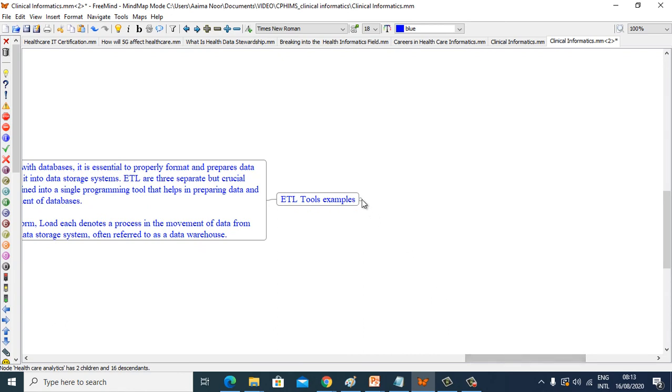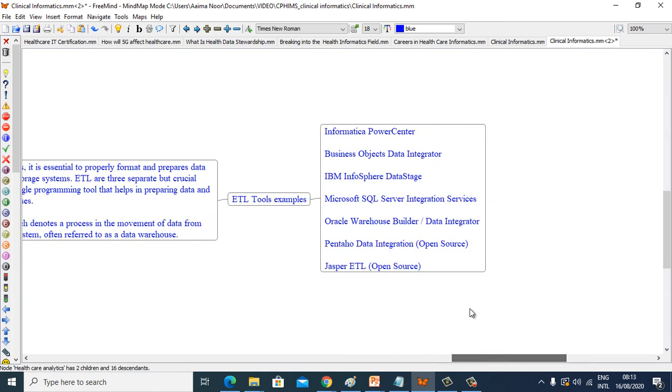ETL tools examples: Informatica PowerCenter, Business Objects Data Integrator, IBM FHIR Database, Microsoft SQL Server Integration Services, Oracle Warehouse Builder, Data Integrator, Pentaho Data Integration (open source), and Jasper ETL (open source).